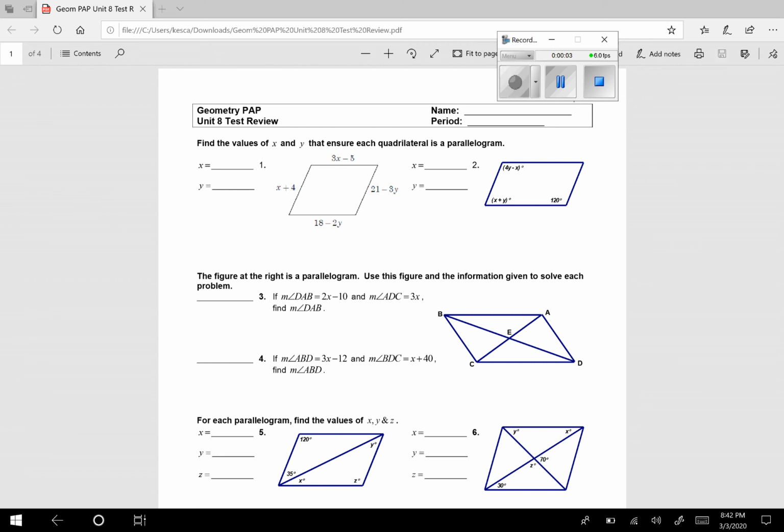Alright, hello there guys. I'm going to go through here and we're going to work out these problems so we can be ready for our test on Thursday.